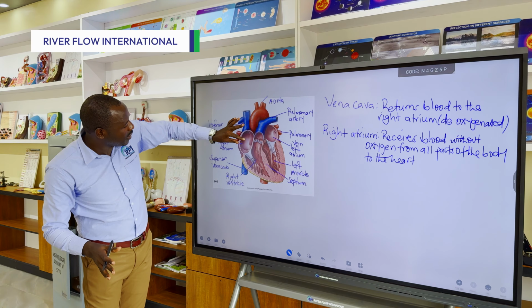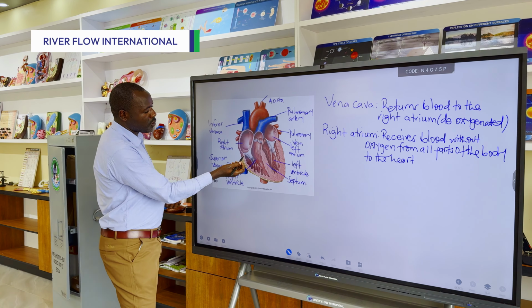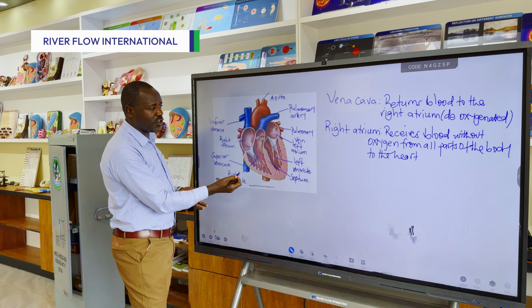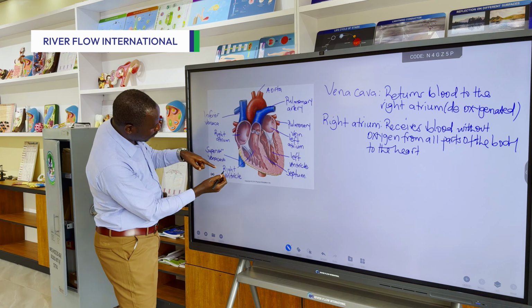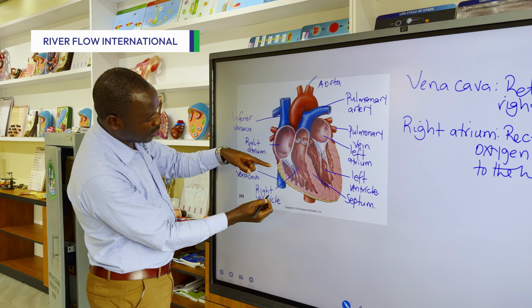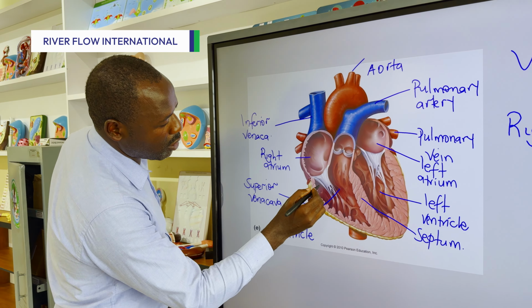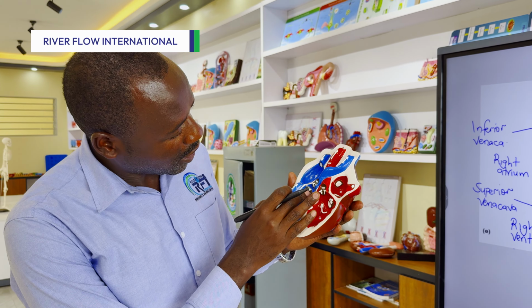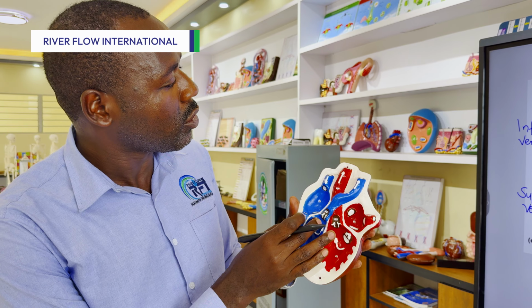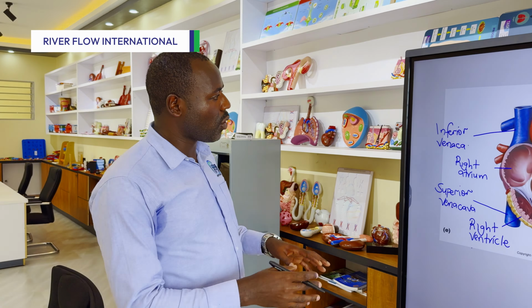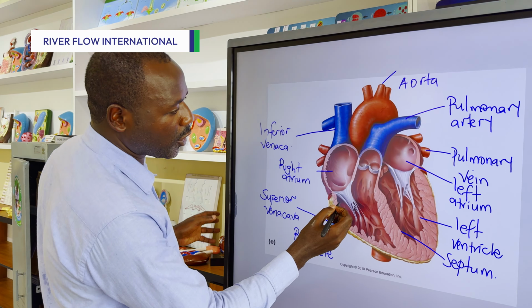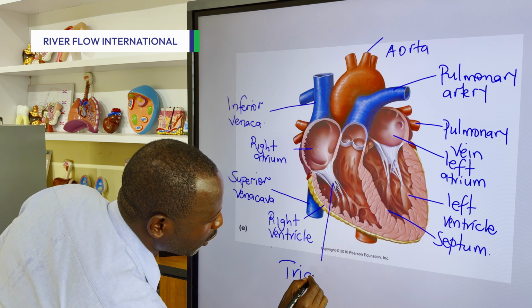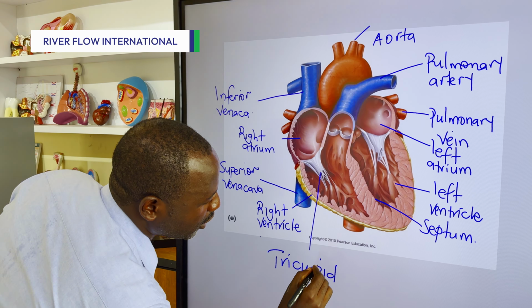Once this blood reaches the atrium, it is pumped through the right atrium to the right ventricle. Now, when you look here, before reaching the right ventricle, we have what we call the valves. So we have these valves, and these valves are the ones we call the tricuspid valves.